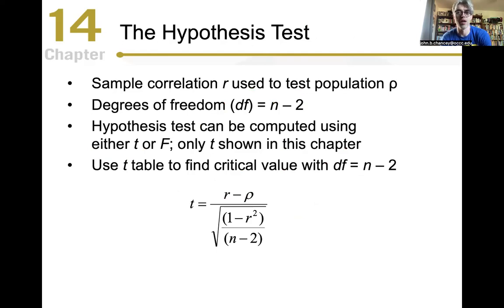If you have a sample correlation, if R is used to test the population rho, the degrees of freedom for hypothesis testing is going to be n minus two. So when you look up that critical value on your t table, it's always going to be degrees of freedom n minus two. If you use a sample of five people, n minus two is five minus two. Your degrees of freedom is three. You're going to use that t table. But here's the equation. It's R minus rho, so our sample minus our population, over the square root of 1 minus R squared over n minus 2. I'll walk through that equation and it'll make a little more sense, hopefully, with an example in just a moment.